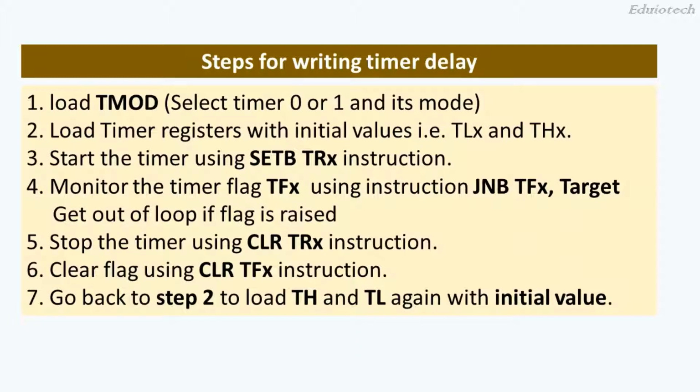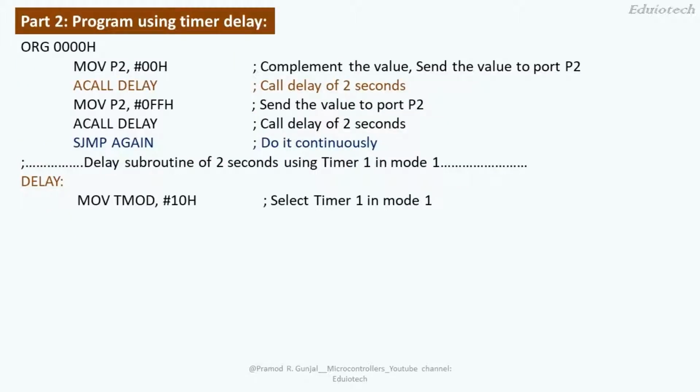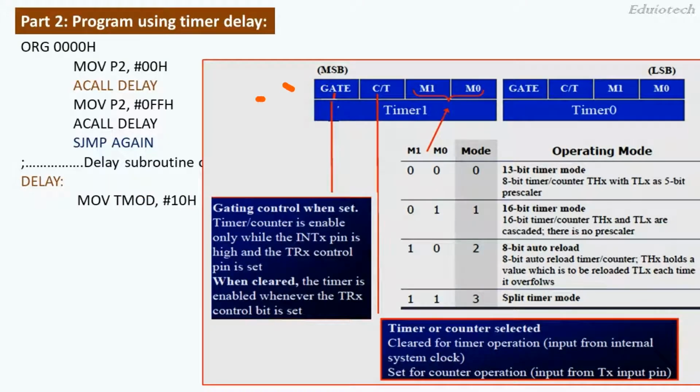Now we'll start with the delay subroutine. Move the TMOD register with value hex 10, which means select timer 1 and mode 1. Look at the format of the TMOD register. These are the 8 bits of the TMOD register. The lower nibble is for timer 0 while the upper nibble is for timer 1.